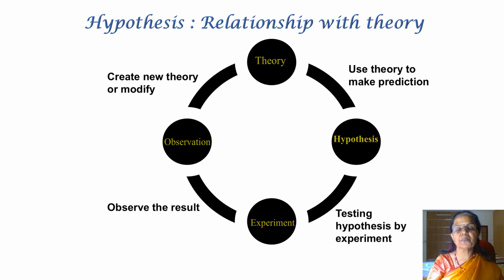The relationship between a theory and a hypothesis may be illustrated by this figure. A hypothesis is formulated with the first hunch based on theory. The hypothesis is tested by means of conducting an experiment. Observing the results, the hypothesis may be supported or rejected, and more hypotheses are formulated to build a new theory or modify the existing one.